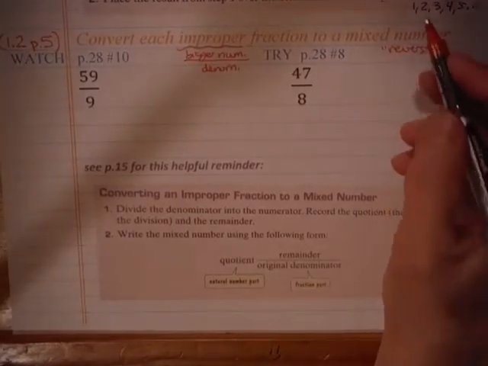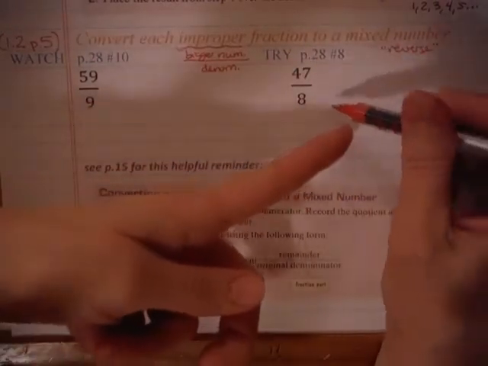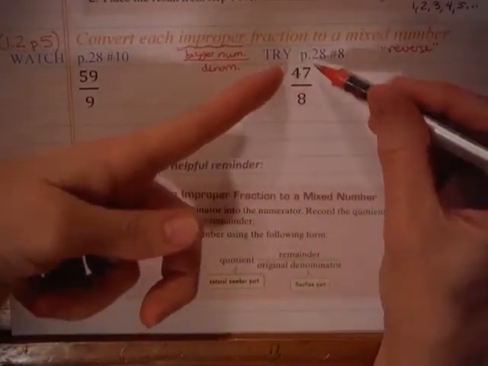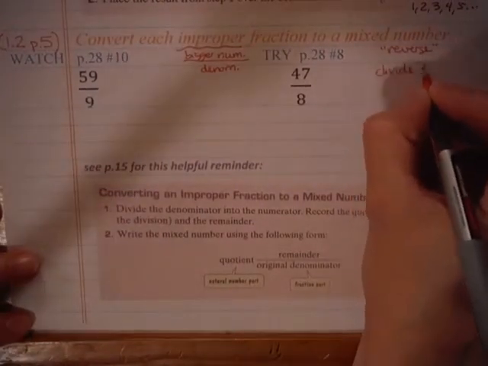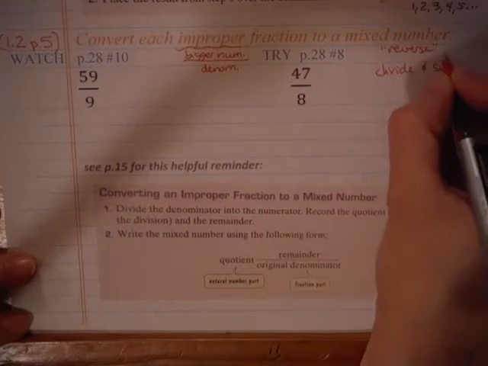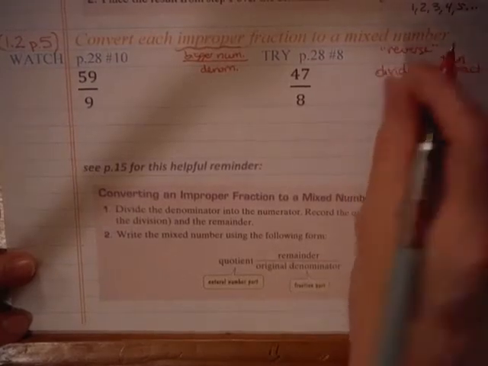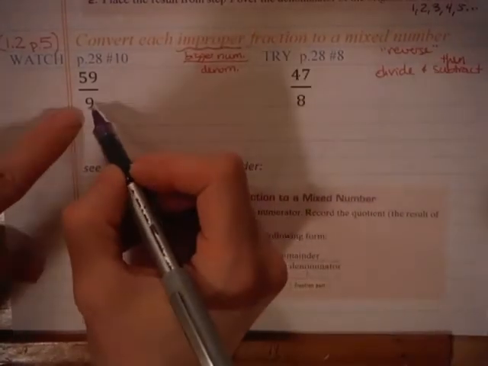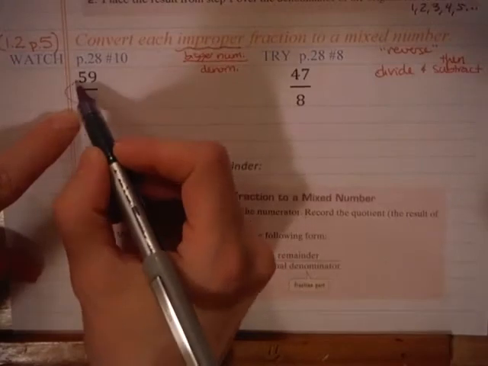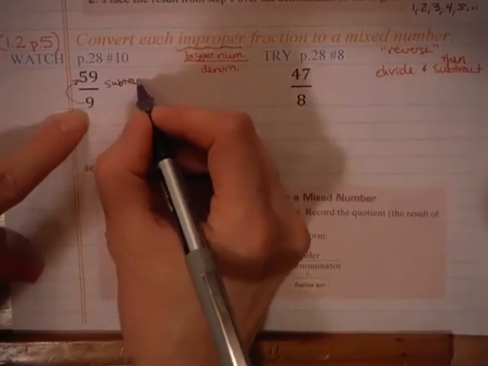And in changing mixed to improper, we multiplied, we did that little circle, and we multiplied and then added. Well, the reverse of that would be to divide and then subtract. To divide and then subtract. So that's what we're going to do here. We're going to divide 9 into 59, see how many times it goes, and then subtract from the numerator.